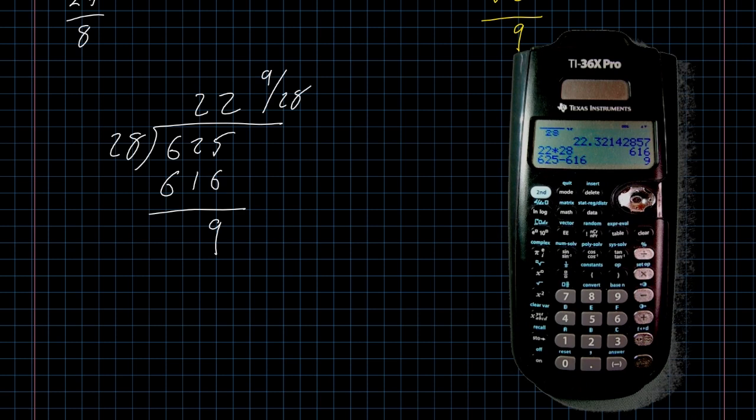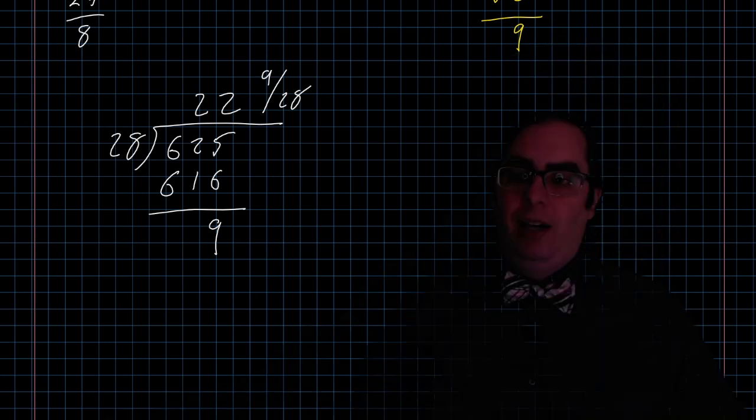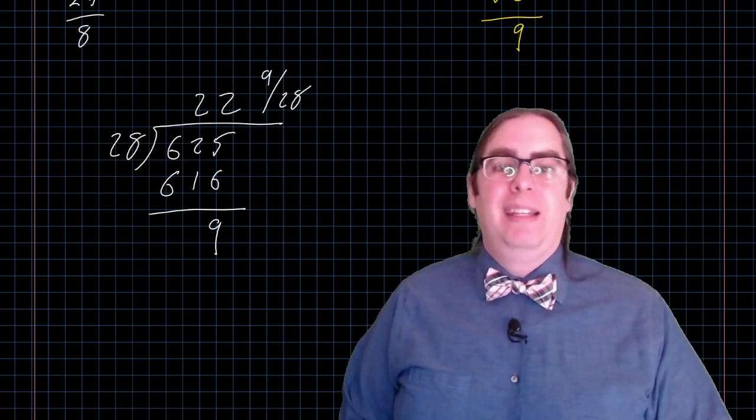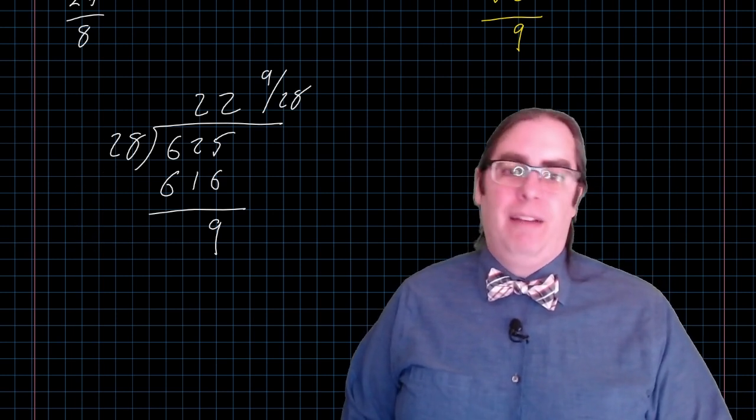22 and 9 over 28, the same thing I got, a little bit less painful by using our calculator to our advantage. Right? Even though the calculator cannot take the entire process off of our hands, it can take a little bit of it, and every little bit helps.